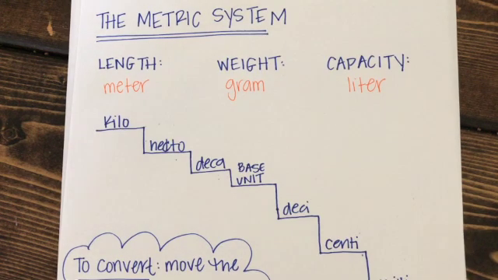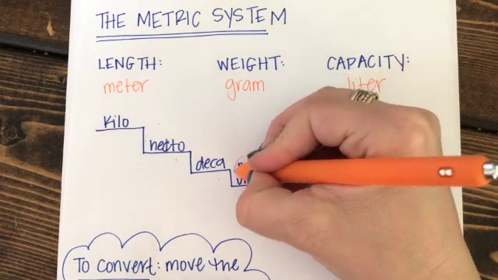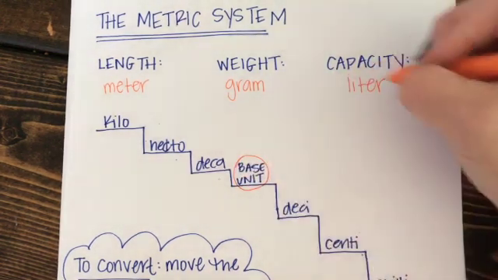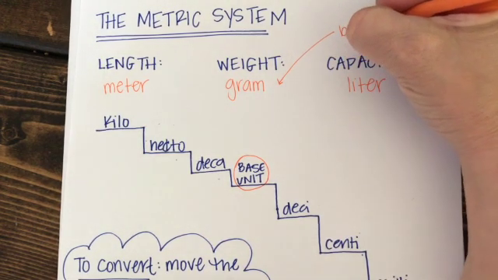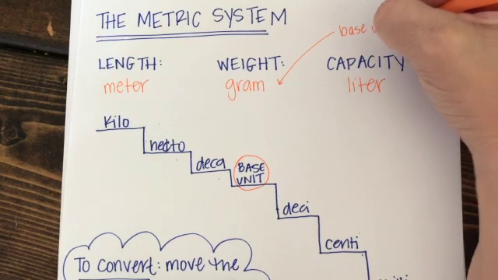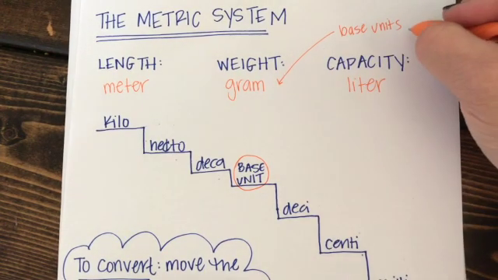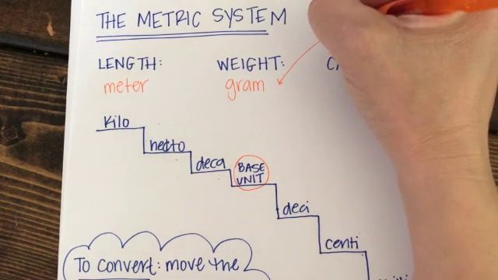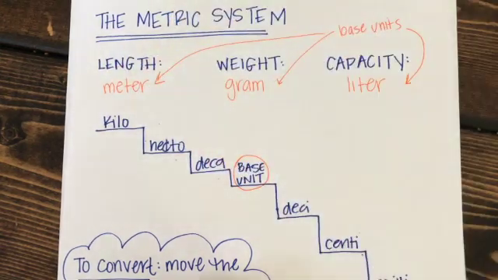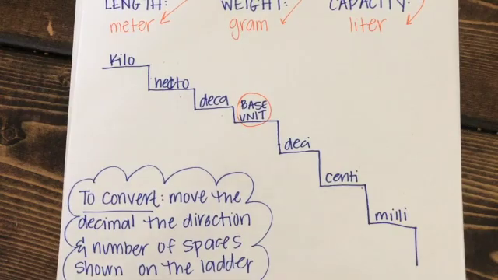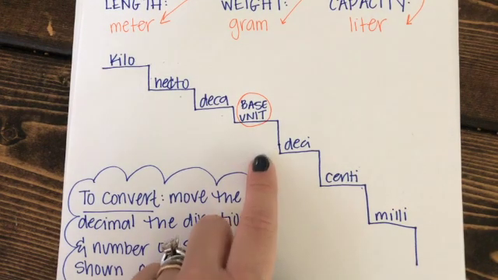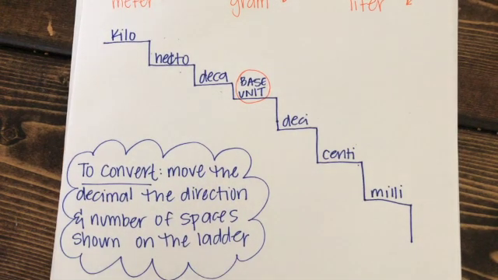The things that we just wrote out here are base units. So a gram is a base unit. A liter is a base unit. A meter is a base unit. And what we're going to be doing when we convert these is taking our base unit and moving the decimal in the direction of our little steps, or our ladder.